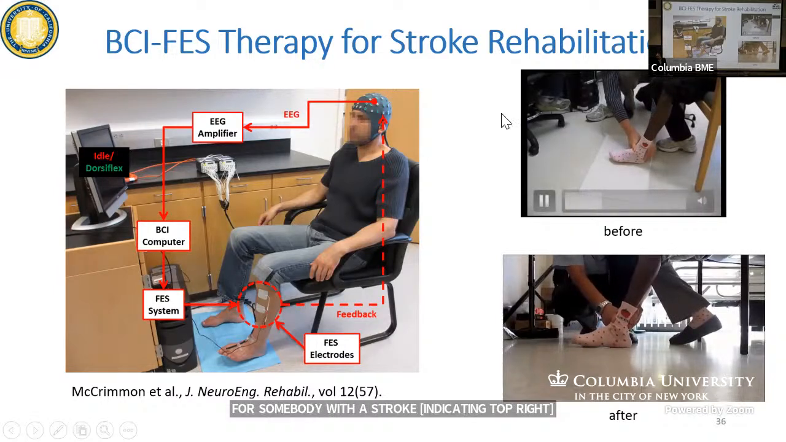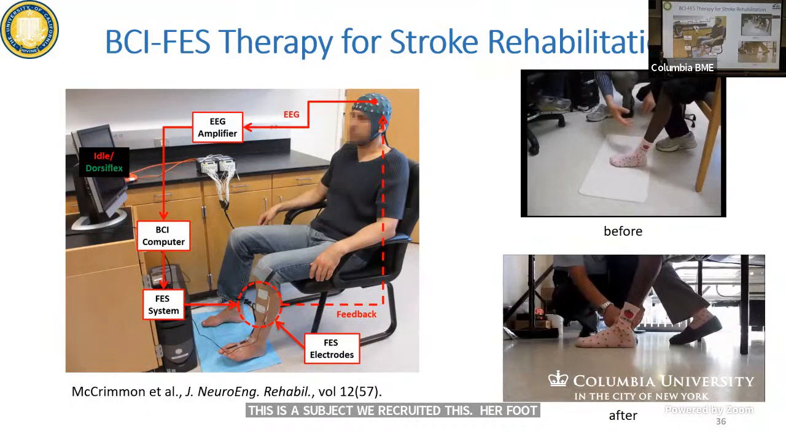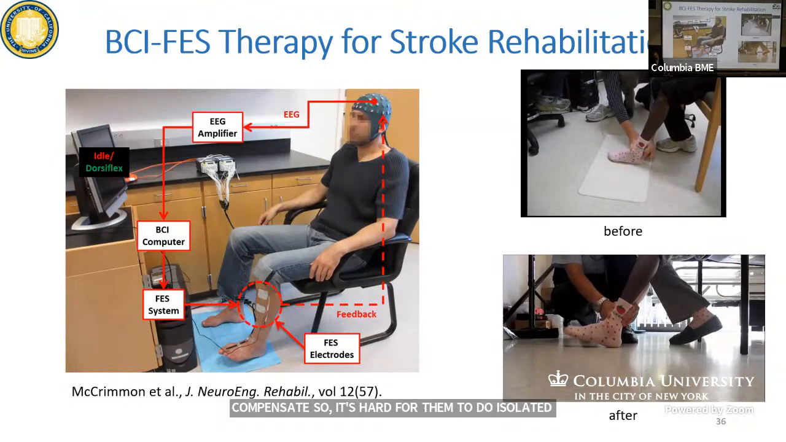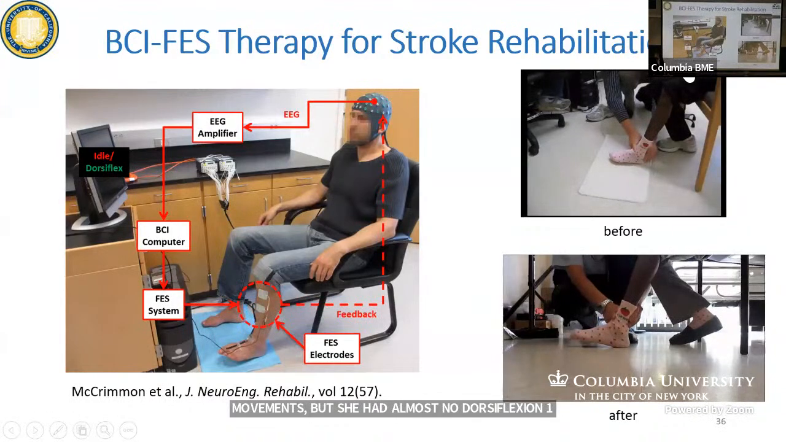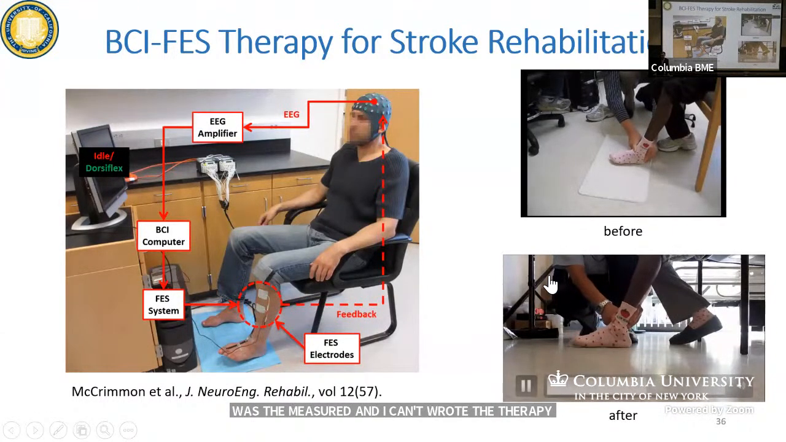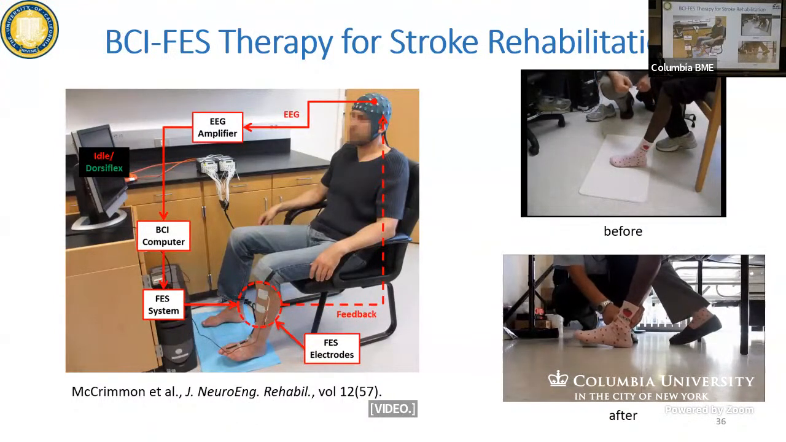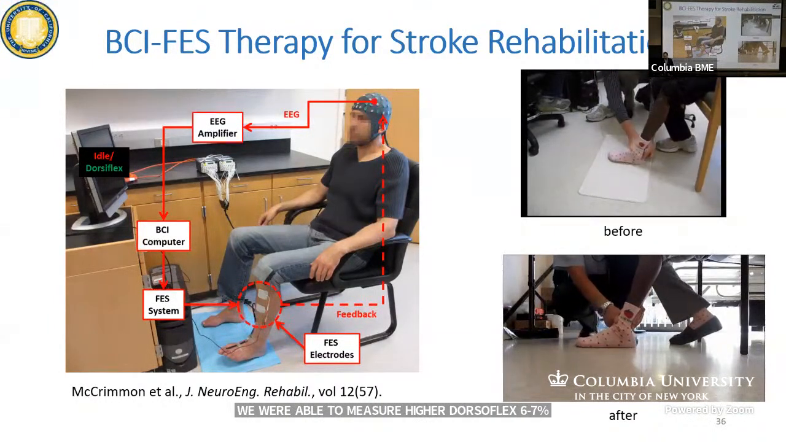So this was her foot dorsiflexion before. You see me struggling to pin her heel down, because when you ask somebody with stroke to do a certain movement, they'll do a lot of other things to compensate. So it's very hard for them to isolate the movement, but she had almost no dorsiflexion. I think maybe 1 degree was the measured angle. And then after undergoing this quote unquote therapy, I still cannot call it therapy because it's highly experimental, we were able to measure a much higher dorsiflexion angle, perhaps 6 or 7 or 8 degrees, after doing this for 4 weeks at three times a week, just 1 hour of BCI therapy.